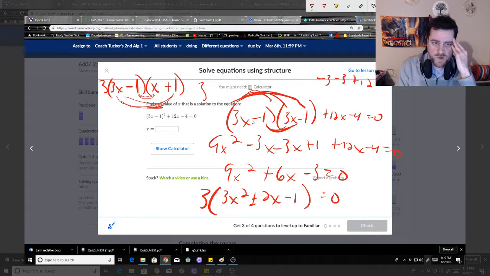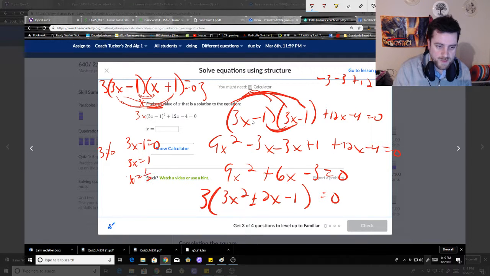You've got 3x squared. You have 3x and a negative x, which is 2x. And then negative 1 times a positive 1 is a negative 1. So we're good. All that equals 0. And then set each one equal to 0. So 3 equals 0? Nope. 3x minus 1 equals 0, so 3x equals 1. So x equals 1/3 because we add the 1 and divide by the 3. So 1/3 is a possible answer.